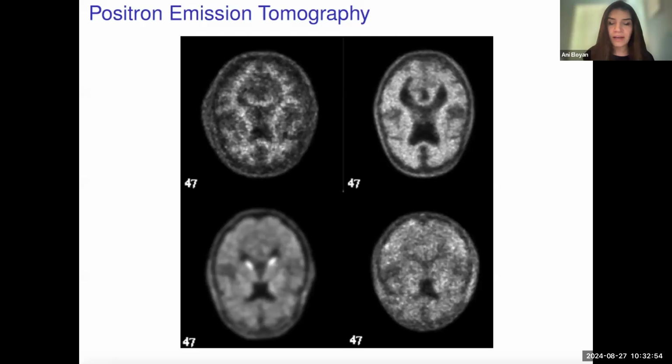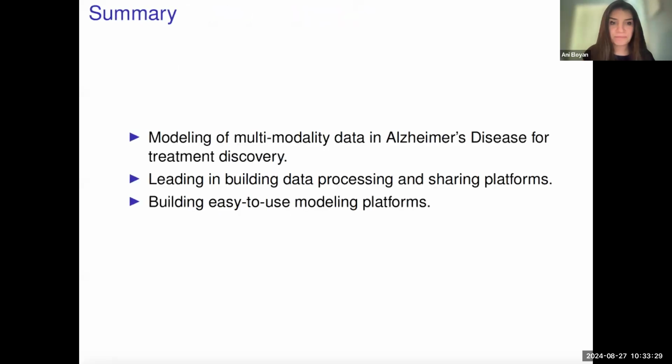PET is relatively new compared to fMRI and MRI that we, as a research area, have been looking at for a while. But there are a lot of interesting questions here and interesting differences between the questions that we're asking with PET as opposed to MRI and fMRI. So I would encourage everyone to think about this data and how we can learn about AD using this data.